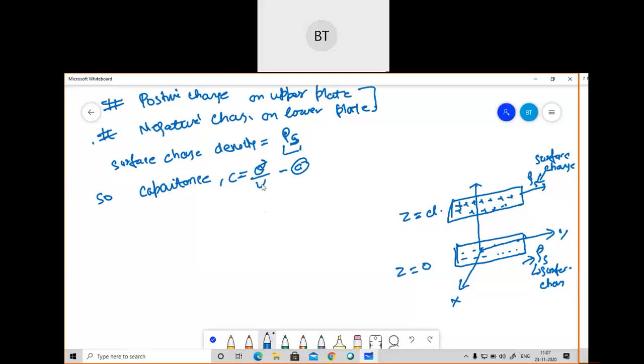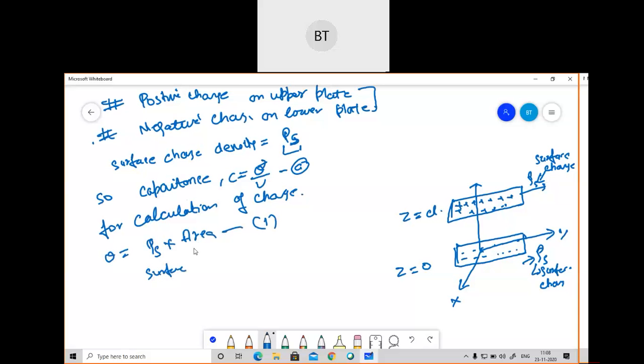So how do we calculate the charge? For the calculation of charge, Q will be equal to rho s into area. This will be our equation 1. This is our surface charge and this will be our area. I've already told you that the vector which I'm showing is for area.